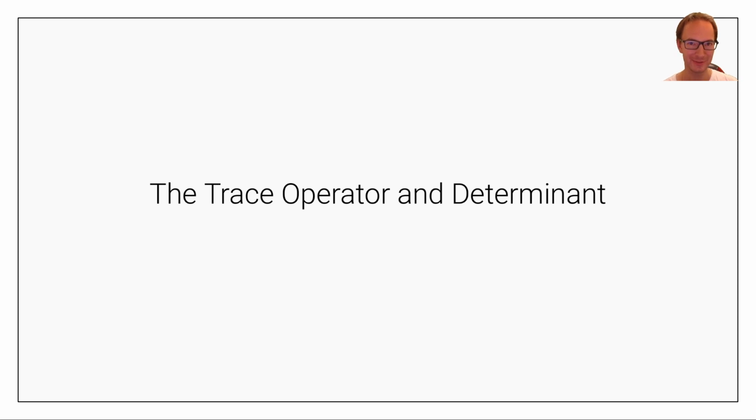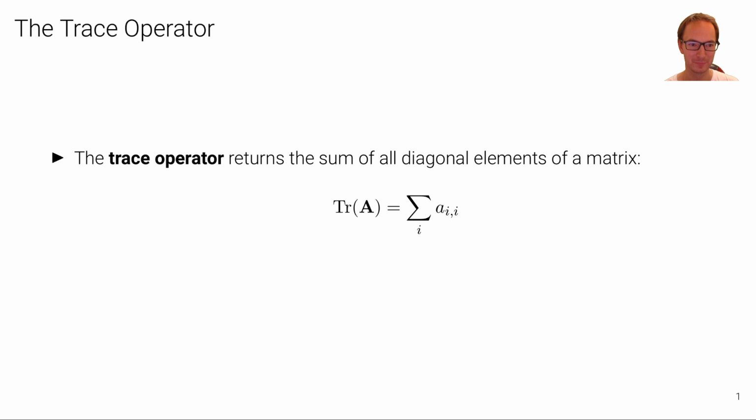Let us now finally look at two matrix operators, the trace operator and the determinant of a matrix. The trace operator returns the sum of all diagonal elements of a matrix. In other words, the trace of matrix A is equal to the sum over all i of the elements A_ii.